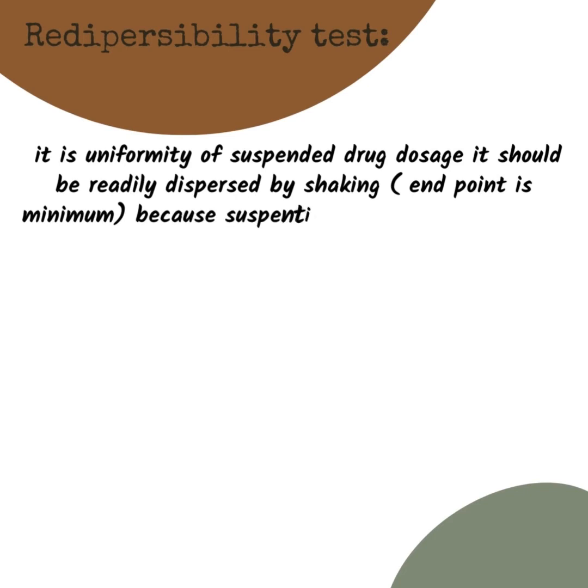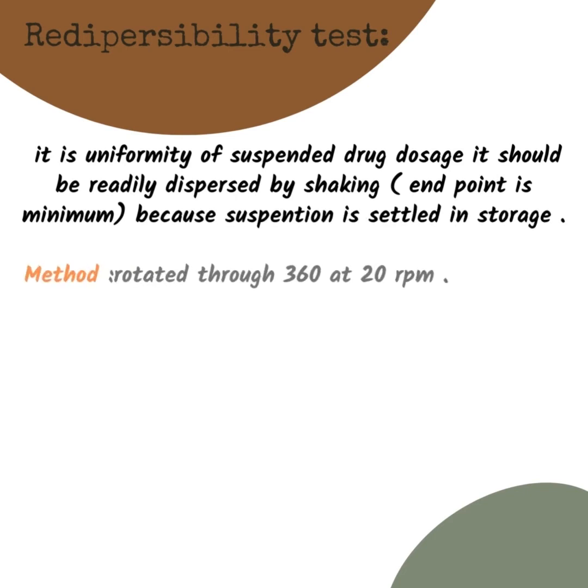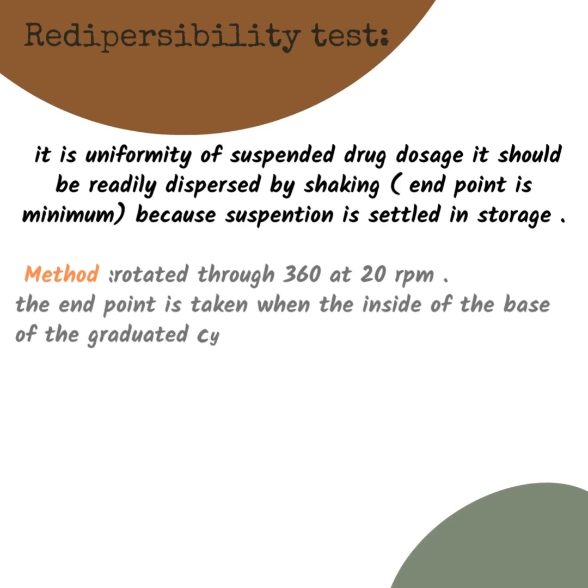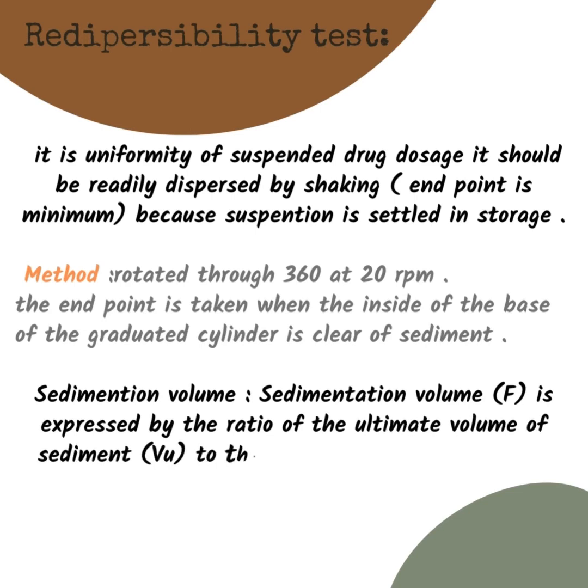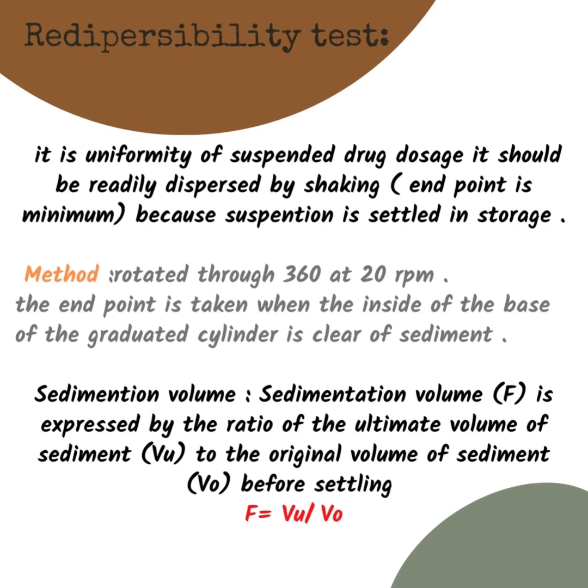Redispersibility test. Uniformity of the suspended drug dosage: it should be readily dispersed by shaking. Its endpoint is the minimum because suspension is tilted in storage. And also we have a method where the cylinder is rotated through 360 degrees at 20 rpm. The endpoint is taken when the inside of the base of the graduated cylinder is clear of sediment.